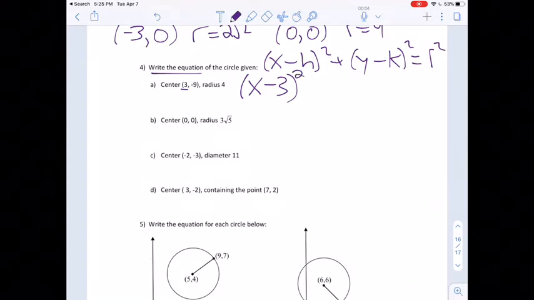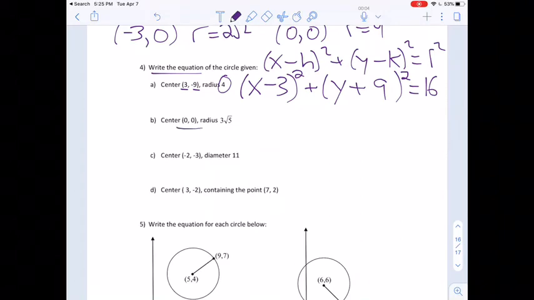So it's x minus 3, don't forget to write the squared, plus y minus, and this is negative 9. Now, don't leave it as y minus negative 9. Y minus negative 9 changes into a plus 9. So when it's a negative, remember it's opposite. If it's negative, it's going to be a plus. If it's positive, it's going to be a minus. So y plus 9. Don't forget the squared. And this is r squared, so you take 4 and square it, 16.